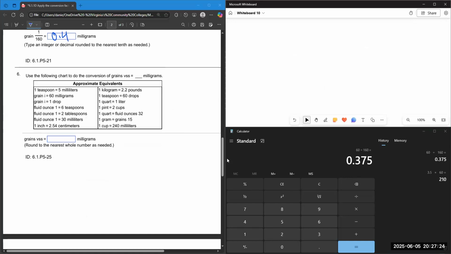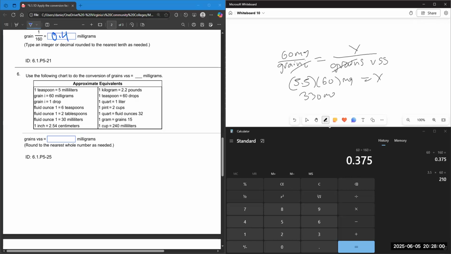On number 6 now, and we're given grains VSS, which is 5.5 grains. Grain I is 60 milligrams. Grains will cancel. 5.5 times 60 milligrams. X is 330 milligrams.